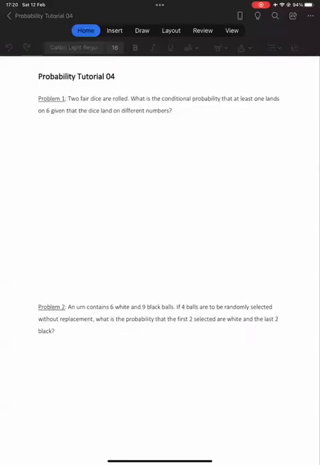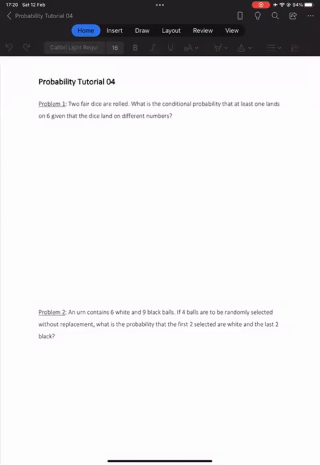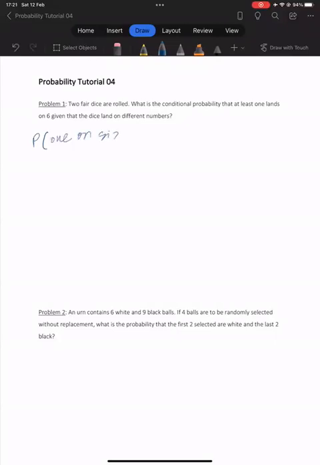ठीक है, so the first question is कि two fair dice are rolled. What is the conditional probability that at least one lands on 6 given that the dice land on different numbers? ठीक है, तो हमें conditional probability निकालनी है. At least one on 6 given that both numbers are different.